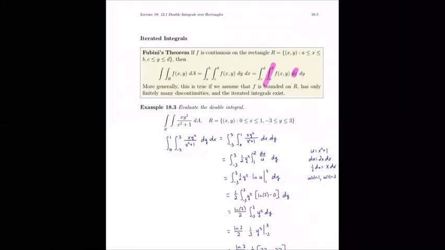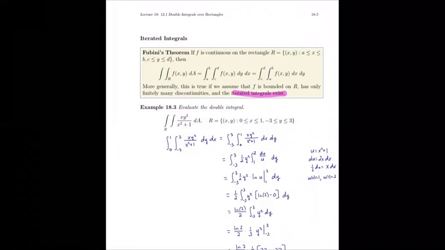Now, provided our function f is continuous or only has finitely many discontinuities, which will be pretty much everything we ever look at in this course, we can swap the orders of these things. Also, the integrals need to exist. So we will keep an eye on whether or not one of these integrals is broken or doesn't exist for some reason over the region that we're talking about.